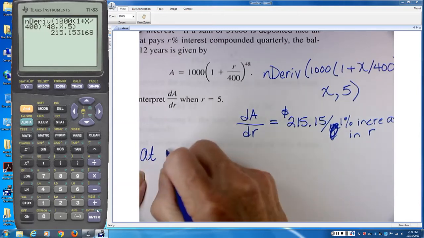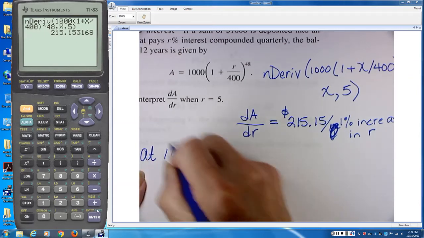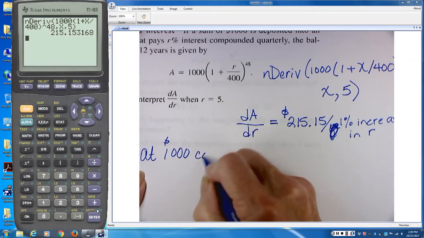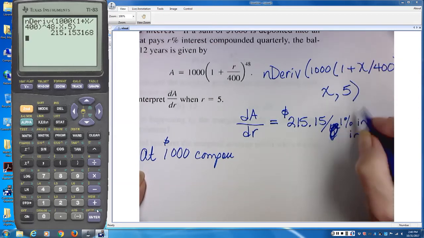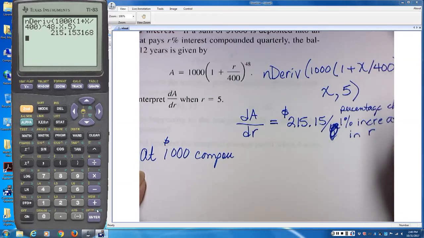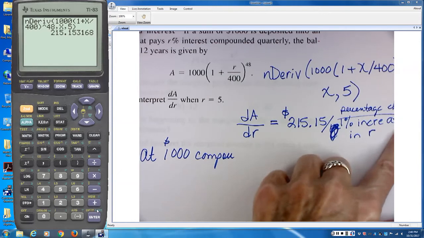Wait, how'd you get 1%? So you say per percentage point. Well, it needs to be percentage increase or decrease. Yeah, you could say percentage change in R. But it's the idea that you're going to go up by some increment in R. It's based on the change in the interest rate.